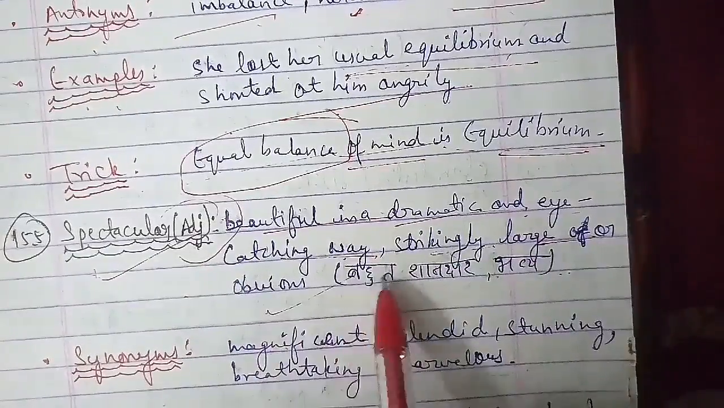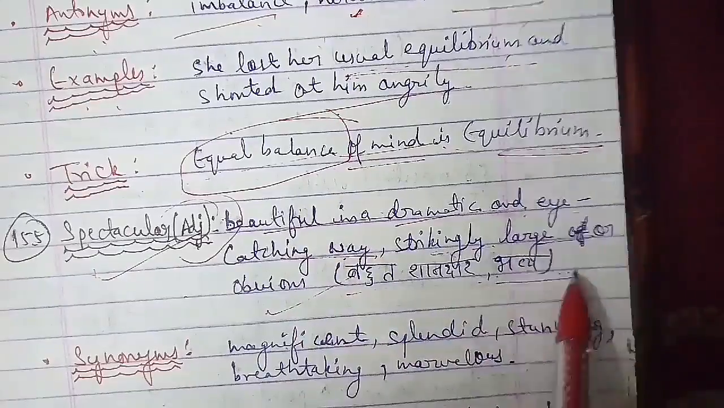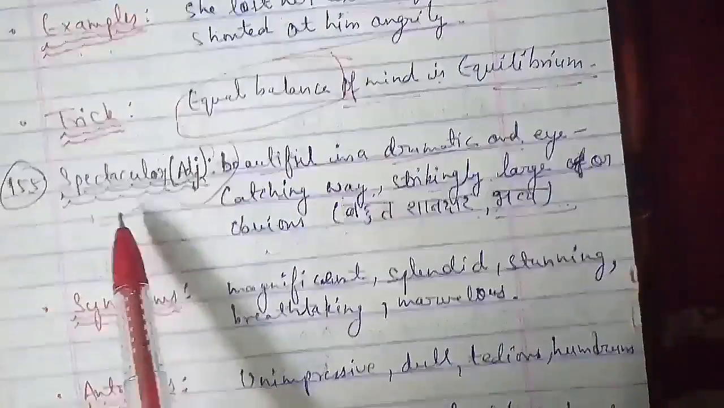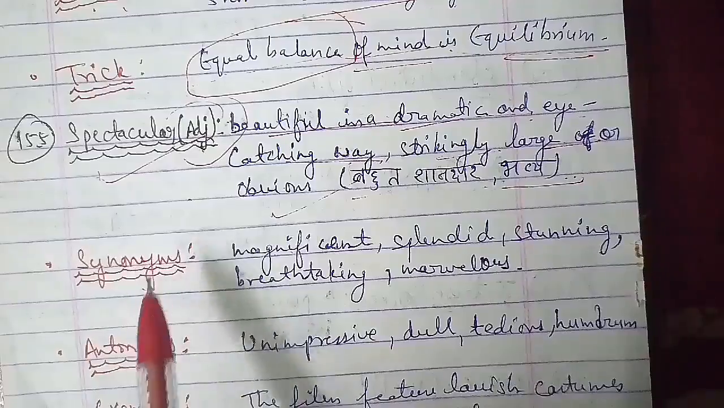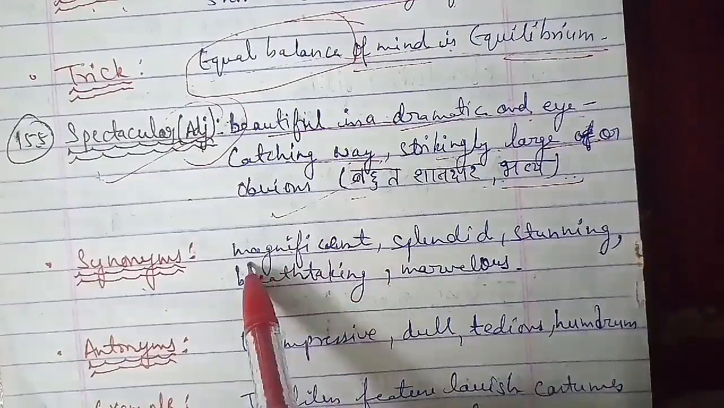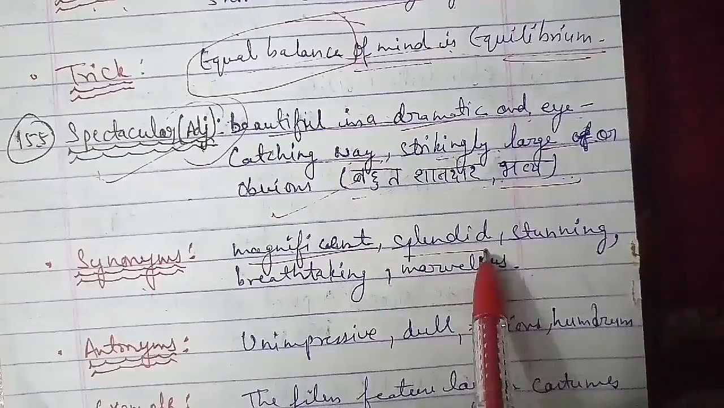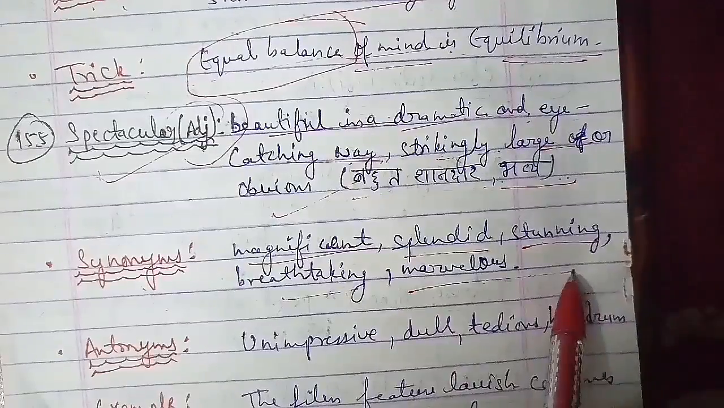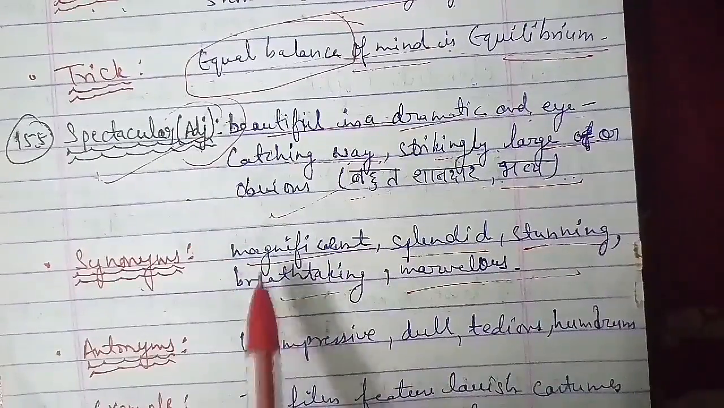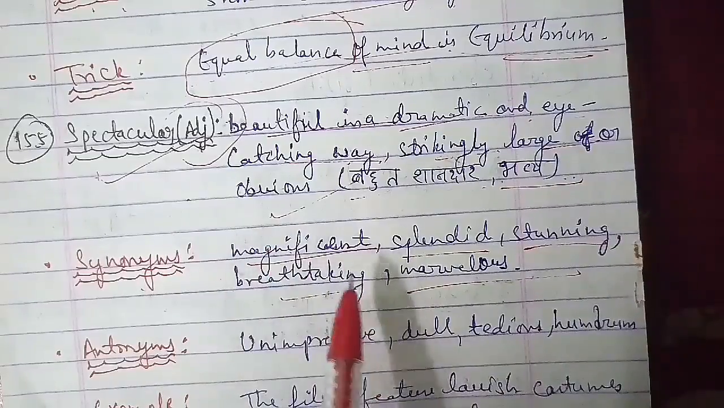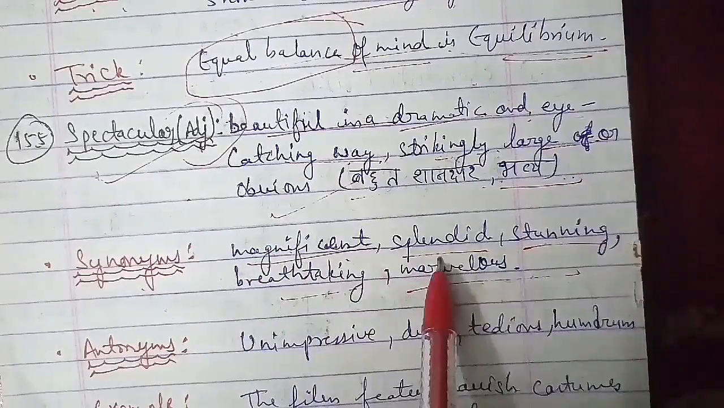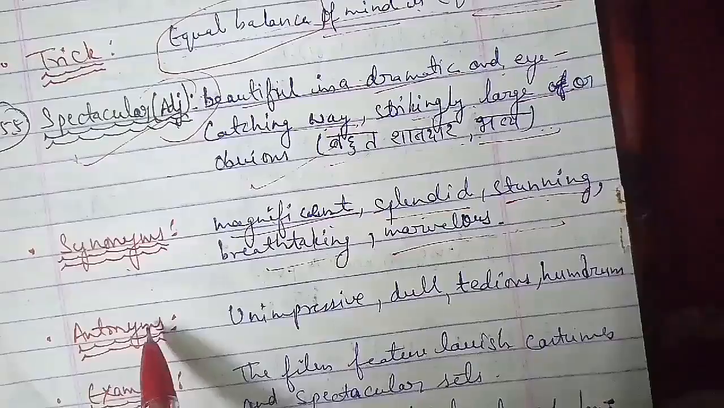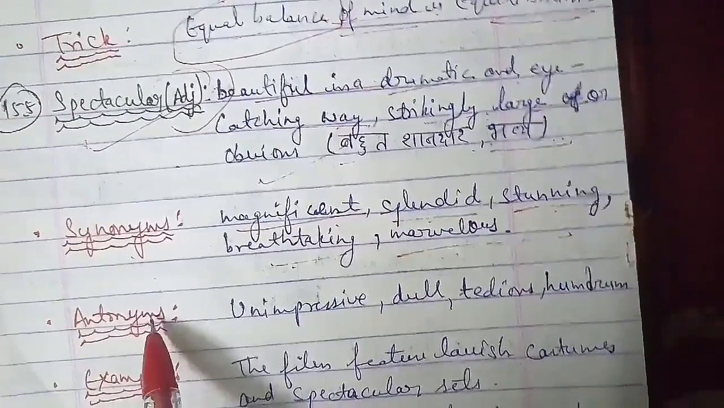Now talking about the synonyms of spectacular, we have here magnificent, splendid, stunning, breathtaking, and of course marvelous. Now talking about the antonyms: antonyms of spectacular are unimpressive, dull, judicious, and humdrum. These are the antonyms of the word spectacular.